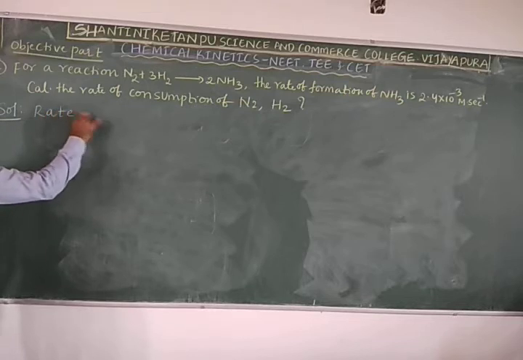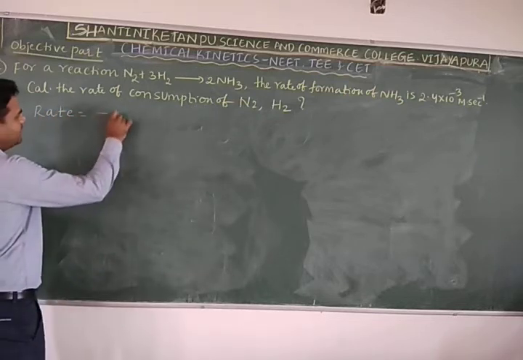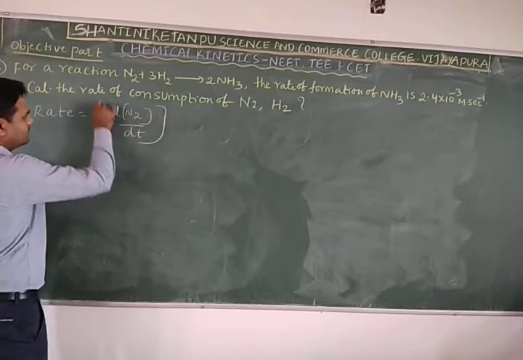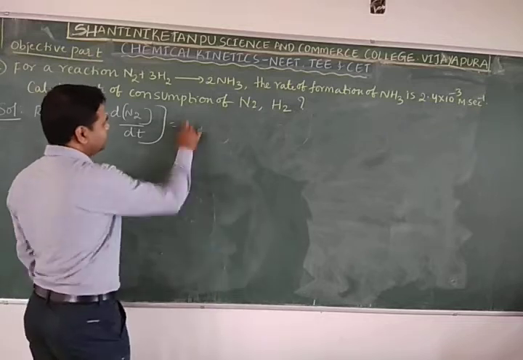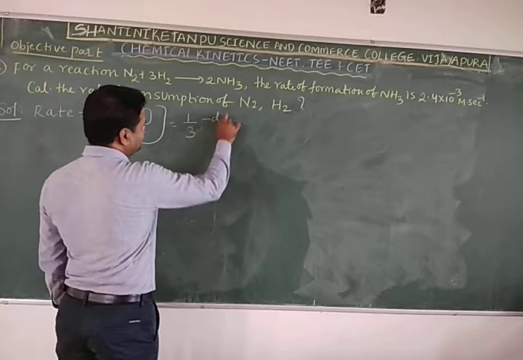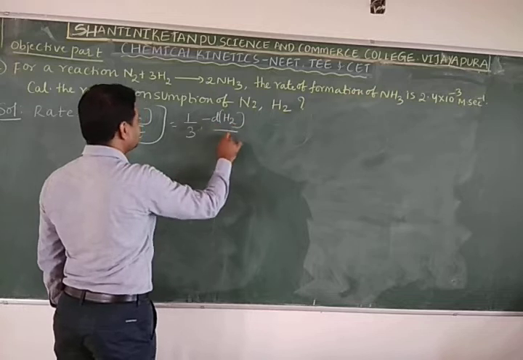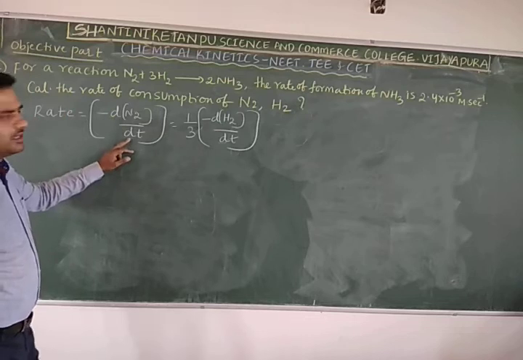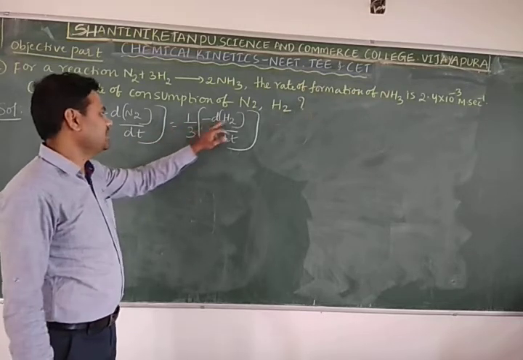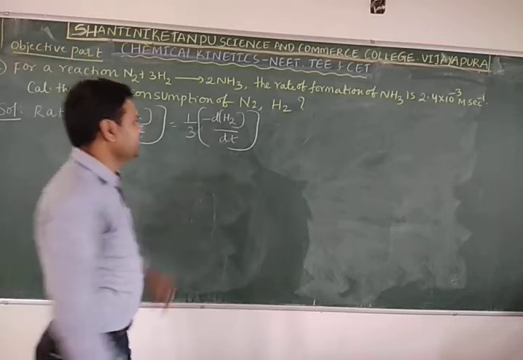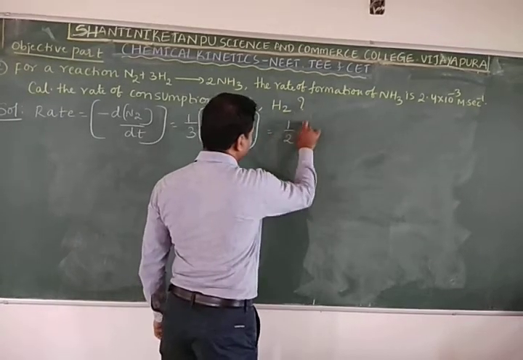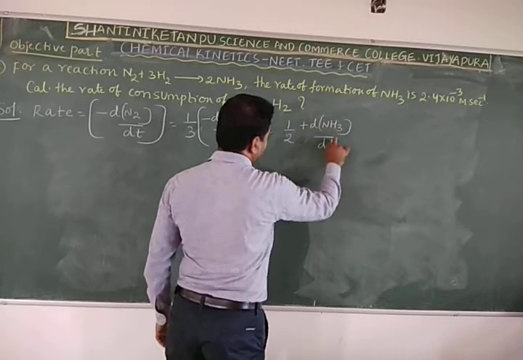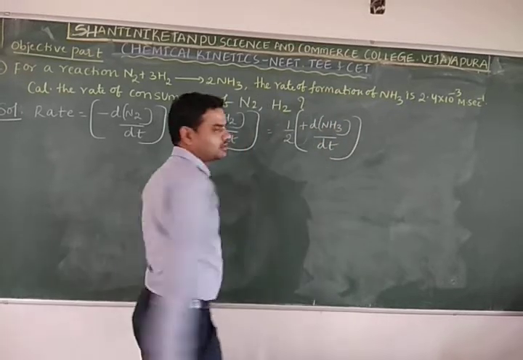Rate based on this equation, we can write rate is equal to minus dN2 by dt, and we can write here 1 by 3 minus dH2 by dt. Rate of consumption of nitrogen is minus dN2 by dt. Rate of consumption of hydrogen is 1 by 3 minus dH2 by dt. Rate of formation of ammonia can be taken 1 by 2 plus dNH3 by dt. Like this I am writing, right?